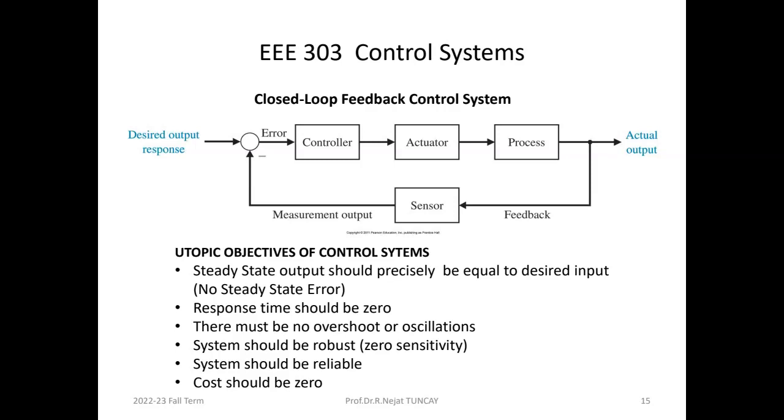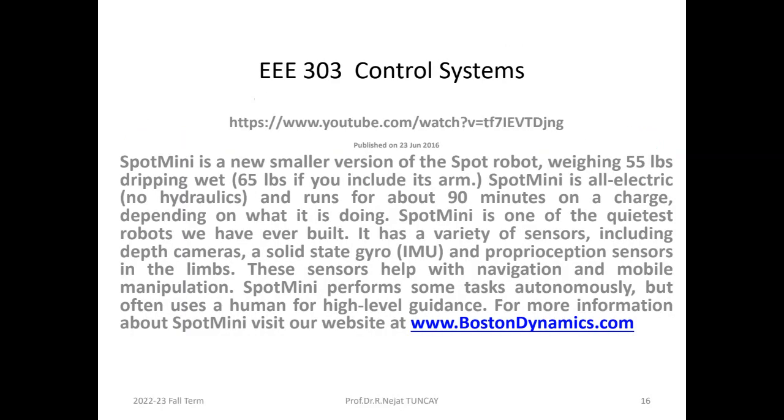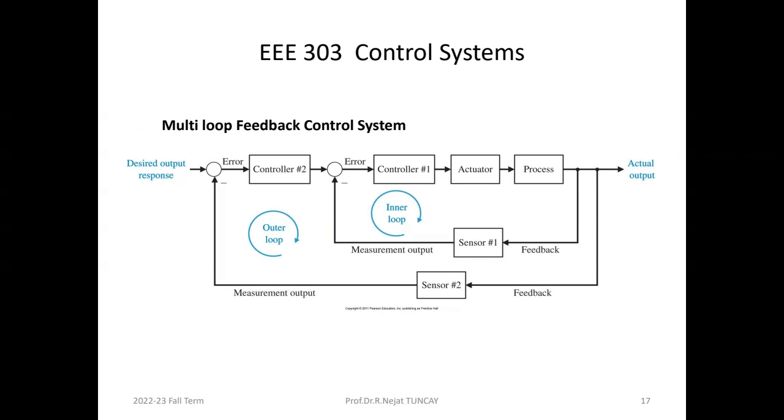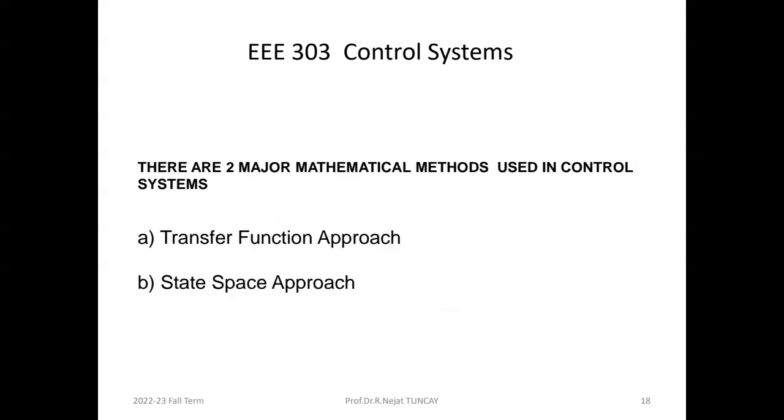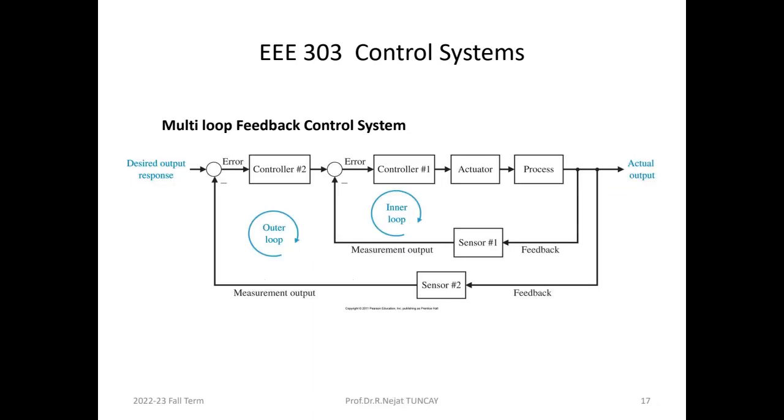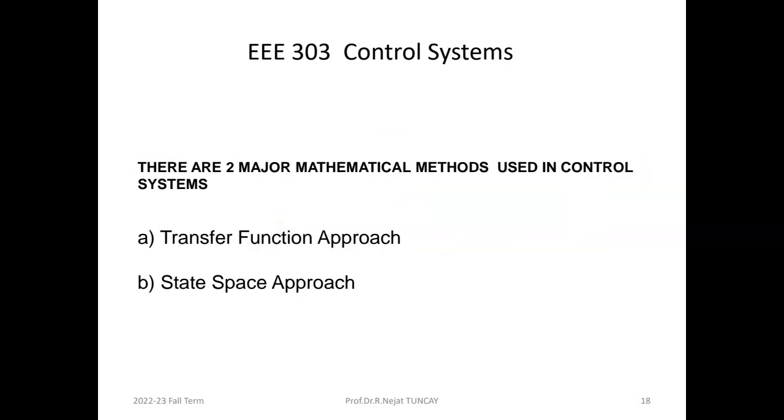Inner loop, outer loop. You are going to solve the inner loop first, then the outer loop. We have two approaches. One of them is the transfer function approach. The other one is the state space approach. State space approach uses time domain in matrix forms. We haven't emphasized much on this one, since you have to learn first the basics of control, which is based upon the Laplace transforms.